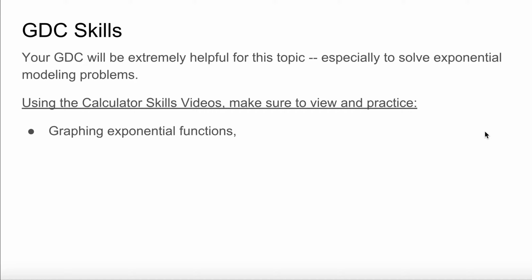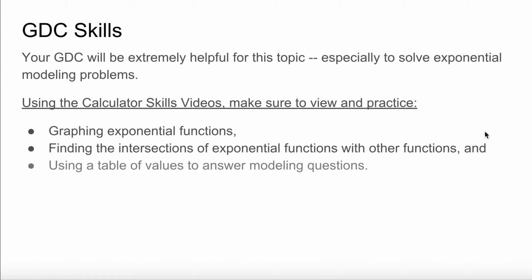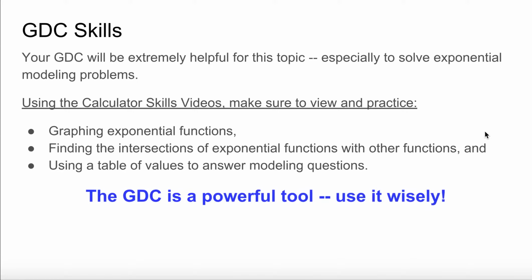Make sure you know how to graph exponential functions. Make sure you know how to find the intersections of exponential functions with other functions. And make sure you know how to use a table of values to answer modeling questions, right? All those things are going to be very helpful to you. The calculator is a powerful tool if we know how to use it. If we don't, it's useless. So make sure you learn how to use it. It will serve you well, I guarantee it.